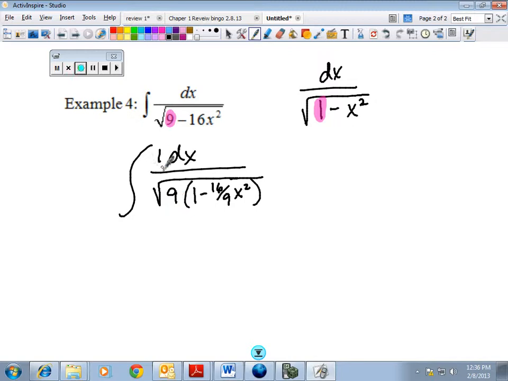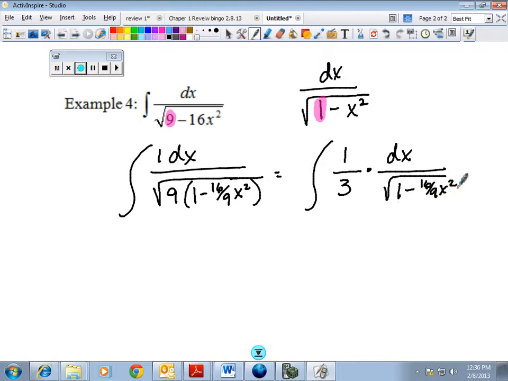Well, hey, look. What's the square root of 9? Well, is this not the same as this? One over the square root of 9, 1/3. If I multiplied that back, I would get the same thing. So that becomes a constant that now I can take out. So it's just dx over the square root of 1. Now I have my 1. Yay!